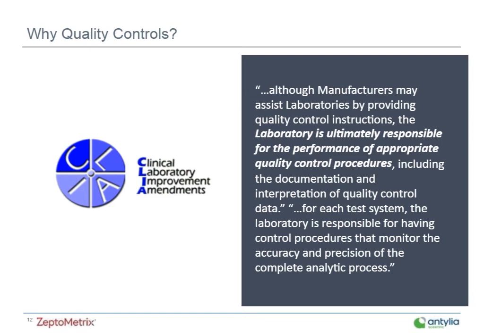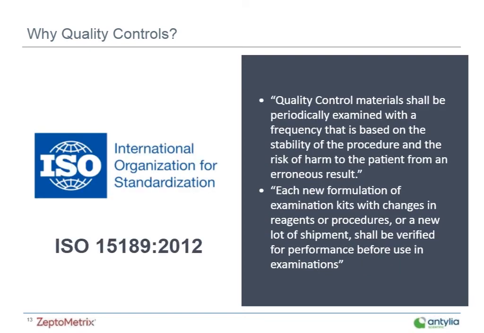And then we can look a little bit further and look at ISO guidances. ISO guidances tend to be for quality in manufacturing and service industries, and they have a little bit broader applicability. What they say is that quality control materials should be periodically examined with a frequency that is really based on the stability of the procedure and the risk of harm to the patient if they were to receive an erroneous result. And they specifically recommend that with each new formulation of exam kits or changes in reagents or procedures or a new lot of shipment should be verified for performance before use in examinations using external controls.